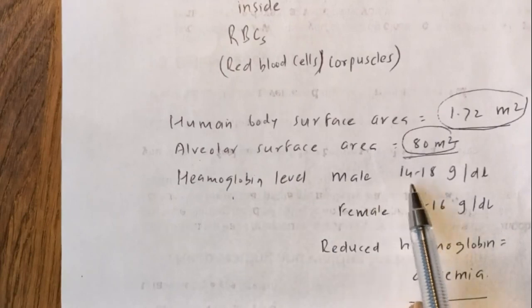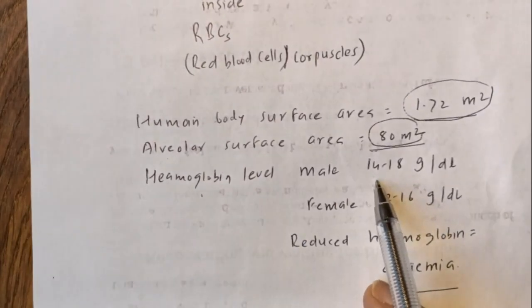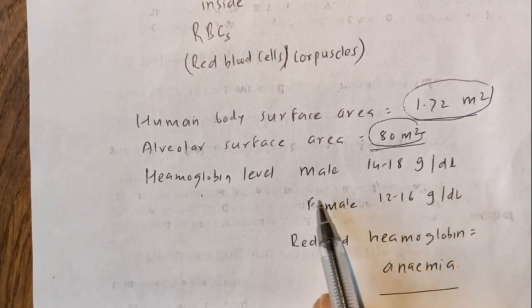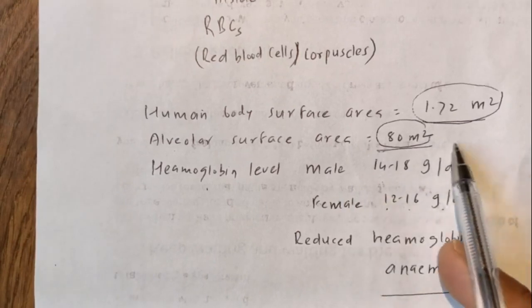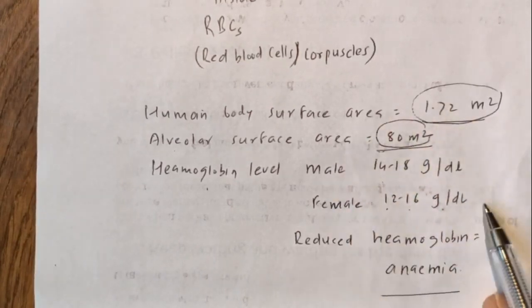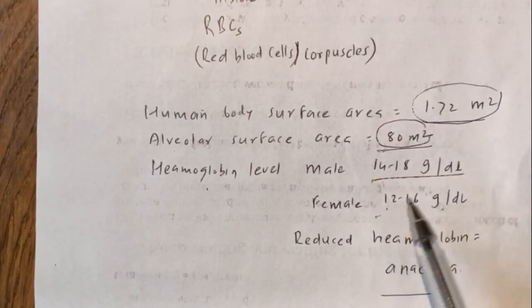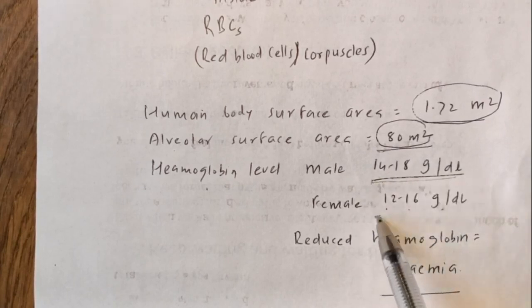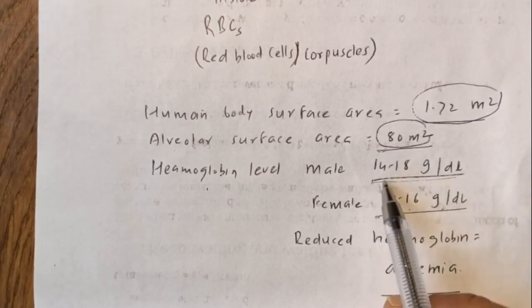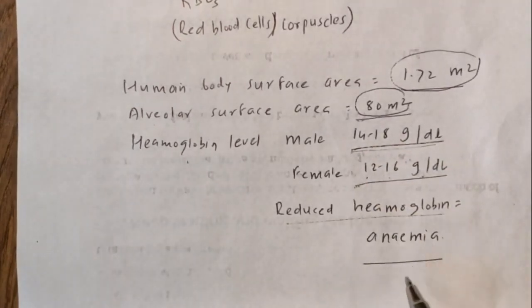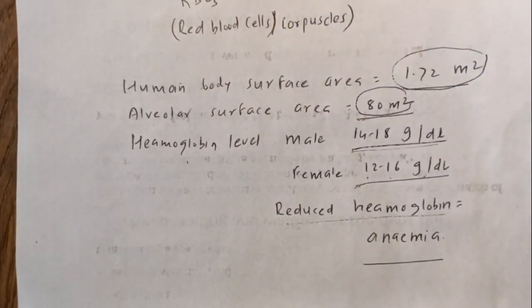Now, the hemoglobin level in males is 14 to 18 gram per dL, so it's gram percent. In females, it is 12 to 16. Remember, different books will give you different values, but this is quite a standard value accepted in various books. So 14 to 18 for males, 12 to 16 for females. Of course, in Indian males and females, the values may be slightly less. And if the hemoglobin is reduced, the condition is called anemia. We'll look into more details in the next section of this chapter.